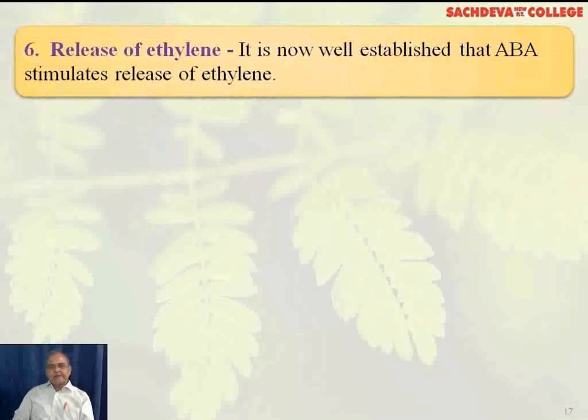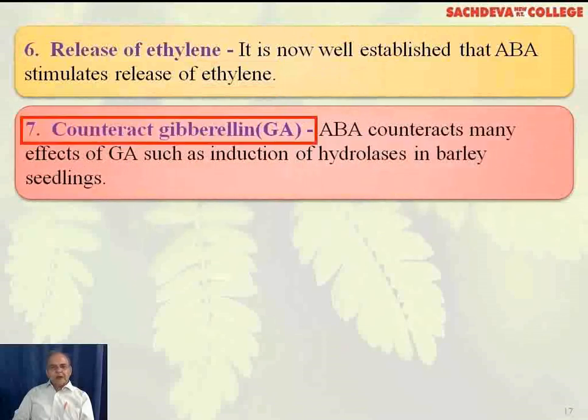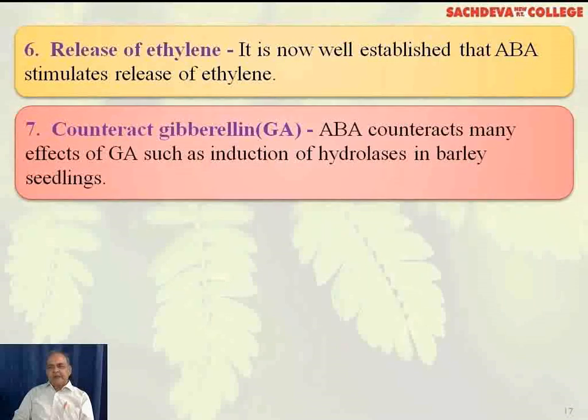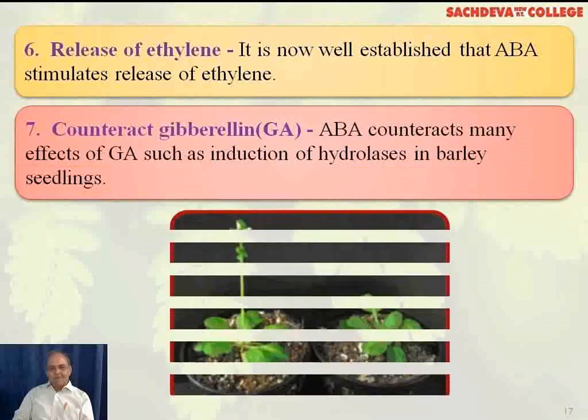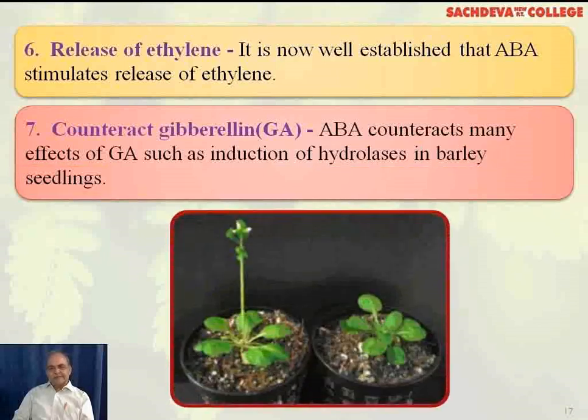Release of ethylene. It is now well established that ABA stimulates the release of ethylene. Counteracts gibberellins, that is GA. ABA counteracts many effects of GA, such as induction of hydrolase in barley seedlings. You can see the difference.